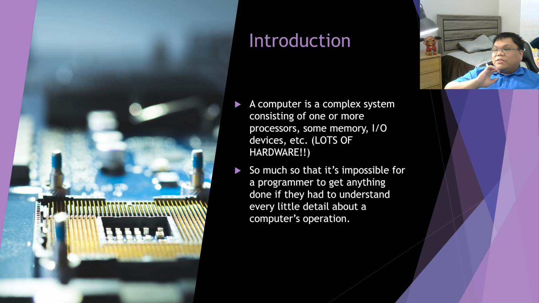Okay, so as an introduction, a computer is a complex system, and it has all sorts of hardware on it. We have some memory, we have a processor, we have I/O devices such as the monitor, the speakers, the keyboard, the mouse, maybe a printer, maybe a microphone, maybe a web camera. All of this hardware, so much so that it would be unreasonable to expect a programmer to get anything done if they had to understand every little detail about a computer's operation. I'm speaking into the microphone right now.